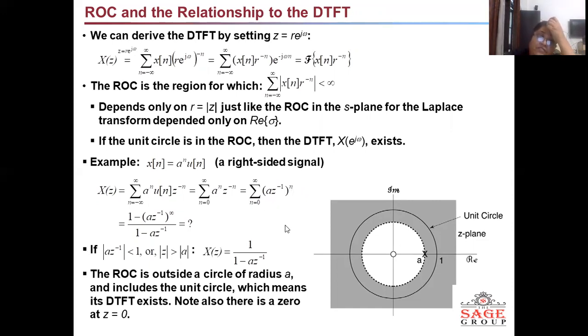So it will form an infinite series whose sum is represented by 1 upon 1 minus a z to the power of minus 1, which indicates that the ROC is outside a circle of radius a and includes the unit circle, which means its discrete time Fourier transform exists. So there is a zero at z equals zero, and we have a pole located at a. So its region of convergence lies inside the unit circle, so it will converge.